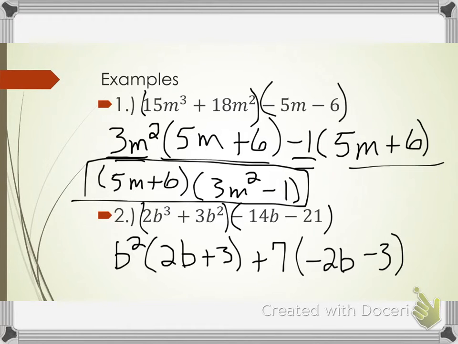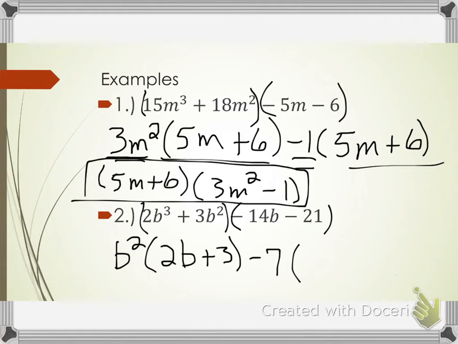Is there something I could do to make them have the same binomial? Multiply by negative 1. Very good. Instead of factoring out a positive 7, I could factor out a negative 7, because they're both negative, correct? So I'm factoring out a negative 7 instead of a positive 7. Let's see if that helps me out any.